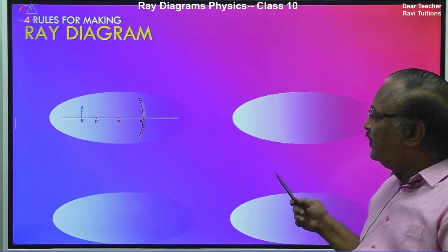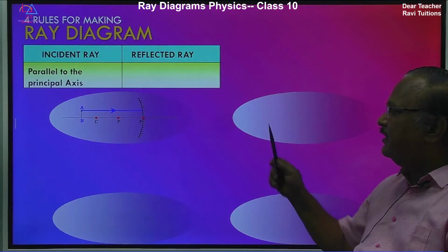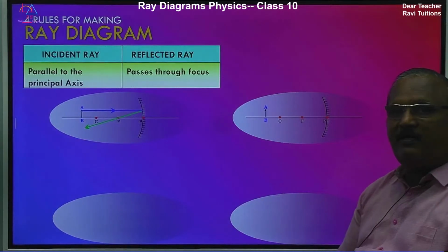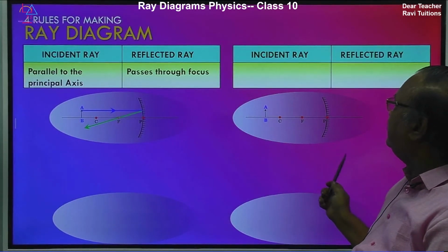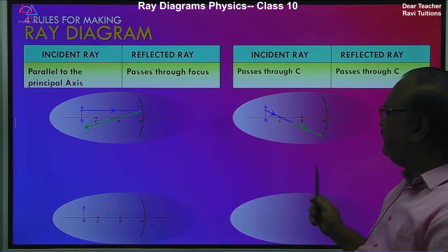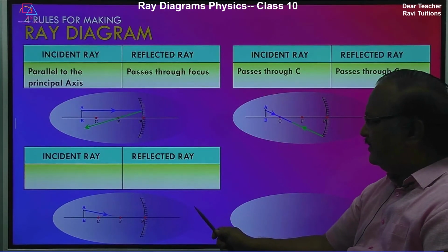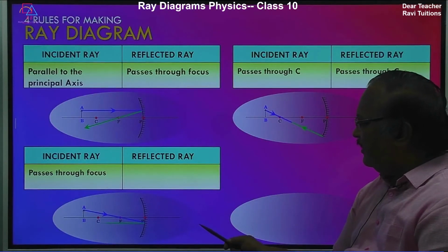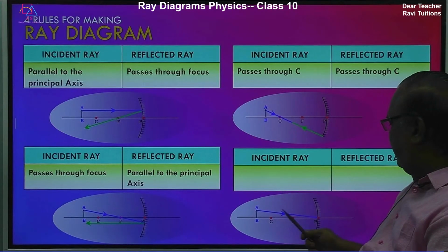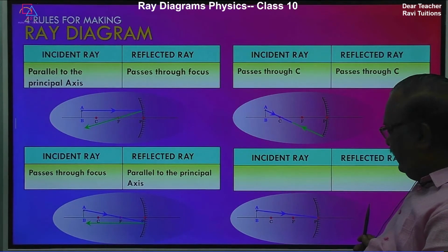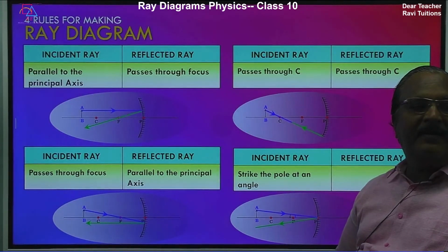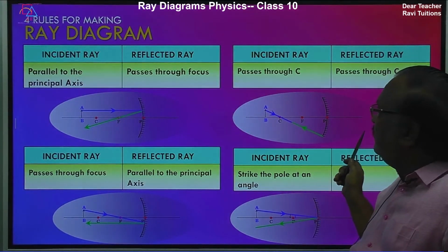Okay. So now very simple. You just remember: a line parallel to the principal axis definitely passes through the focus. A line passing through the center of curvature goes back in the same direction. A line passing through the focus becomes parallel to the principal axis. And if a ray is falling on P, again there is a reflected ray with the same angle of incidence. So this is the first thing.